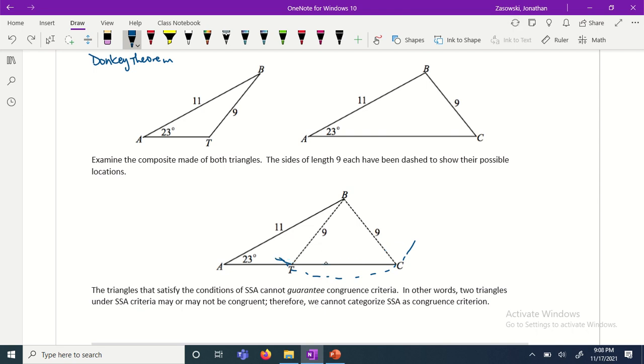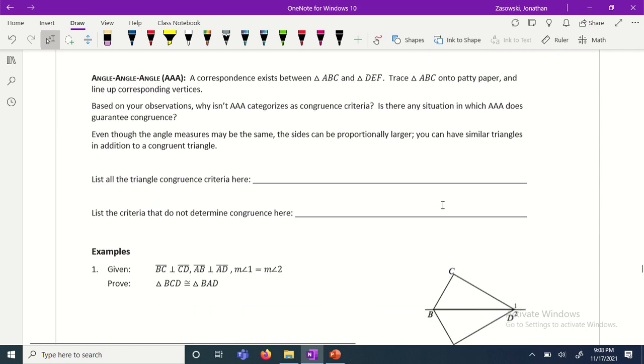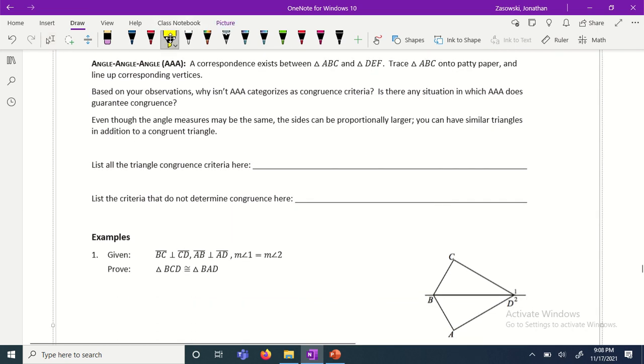In your Algebra 2, when we talk about the law of sines, you can actually figure out if you're going to get 1, 2, or 3 triangles. Not going to do it here though. All we need to know is the donkey theorem cannot guarantee triangle congruence. You could have 2 triangles with those values. The other one is angle-angle-angle. We talked about angle-angle-angle. When you do a dilation, we get the angles congruent, but the sides are not congruent.